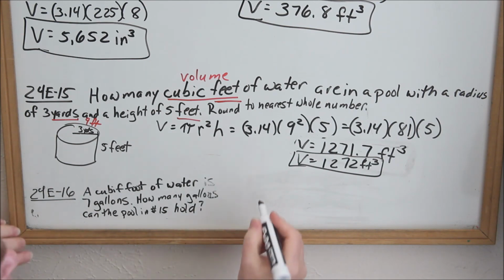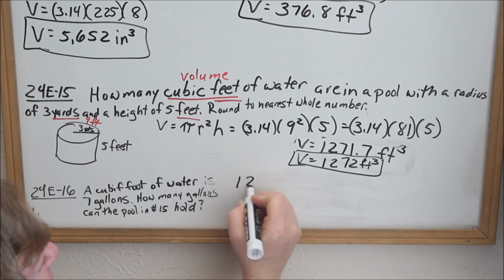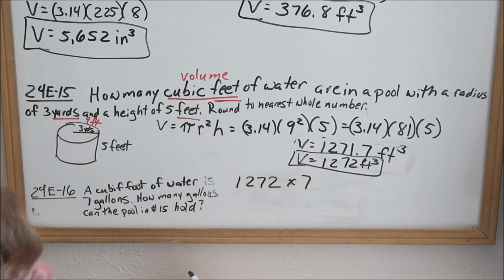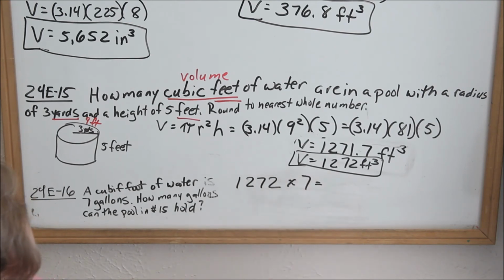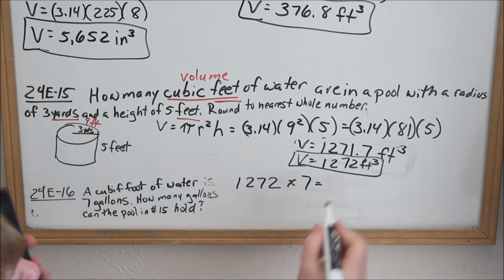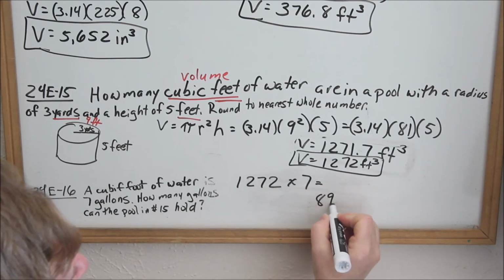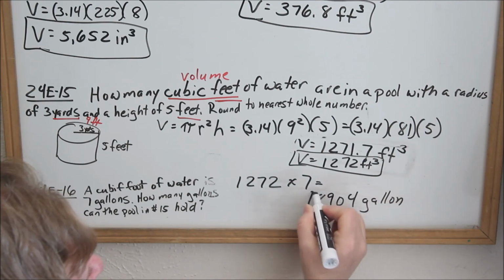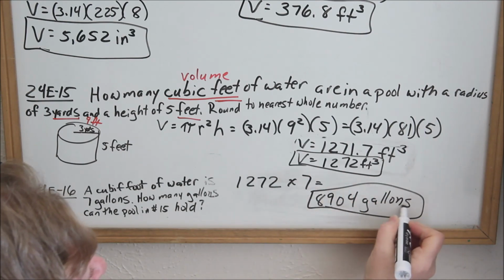So how do we find out how many gallons we have? We take 1,272 and multiply it by our 7 gallons. And that comes out to 8,904 gallons of water, because it was how many gallons of water.